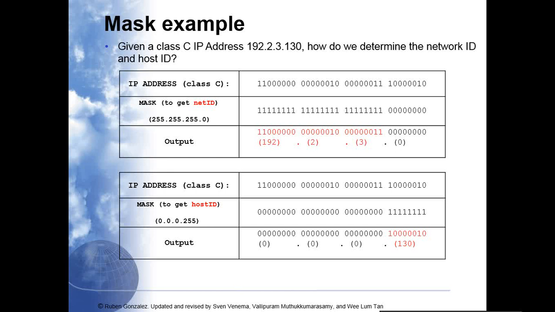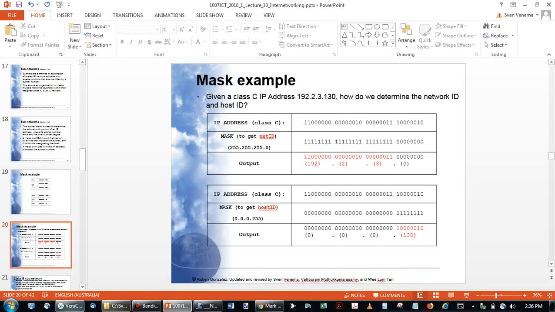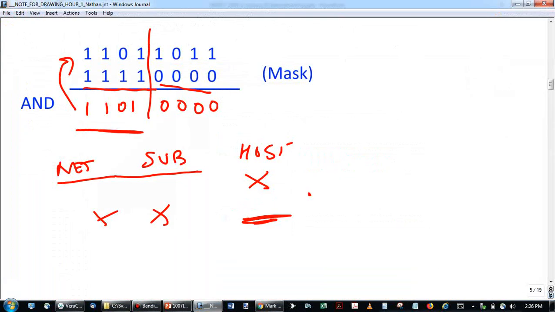Given a class C IP address, 192.2.3.130, and I can tell it's a class C address because it's 192, which is the start of the class C range. How do I determine the network and host ID? Okay, well, let's have a look at that slide.